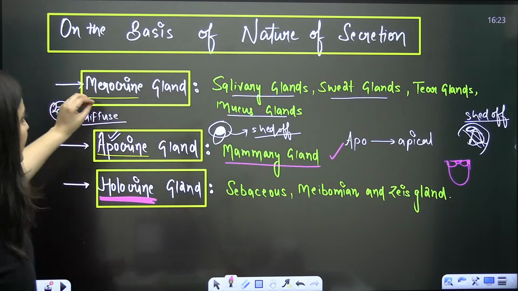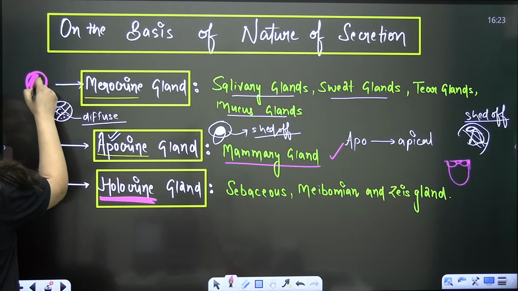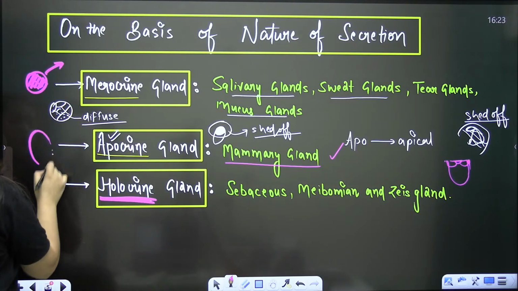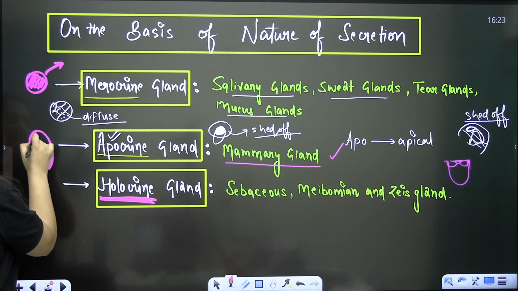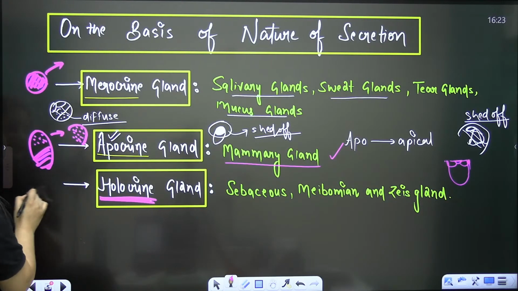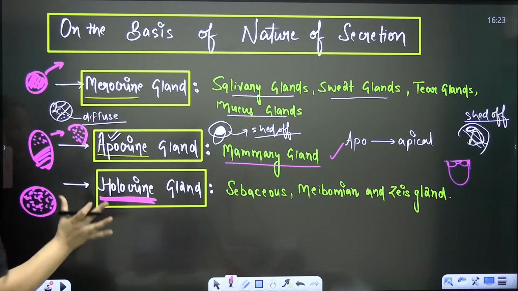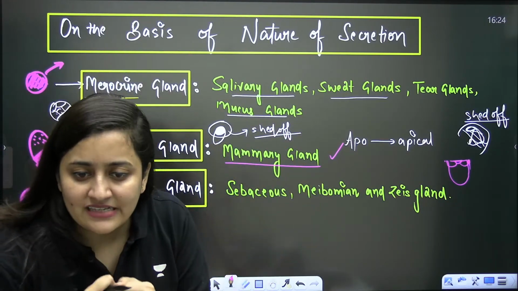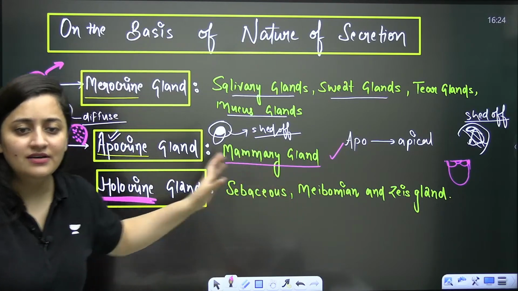Okay. So in merocrine gland, let's say this is the secretory cell, simply by diffusion it will secrete its content. Here in apocrine, let's say secretions are accumulated here, so this part will wipe off, this part will shed off. Now it is the holocrine gland. This entire cell is having the secretory substance, so this entire cell will shed off. It will get destroyed, and in this way it will release its content.